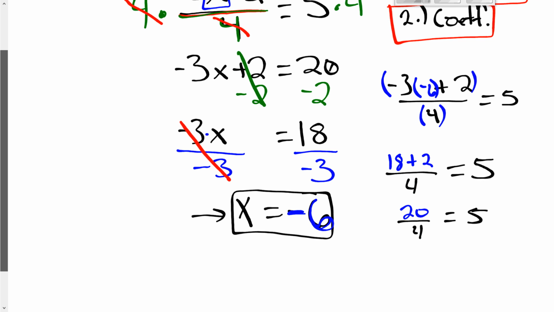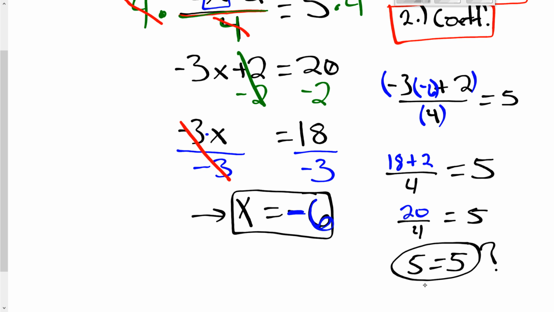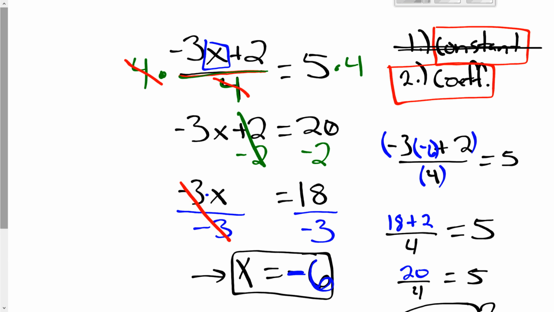And 20 divided by 4 is 5. Again, all I have to do is ask myself, does 5 equal 5? Yes, that is true. So that proves all of my work here on this left-hand side is correct, and that x equals negative 6.